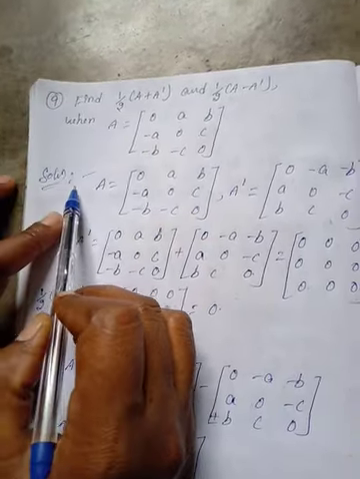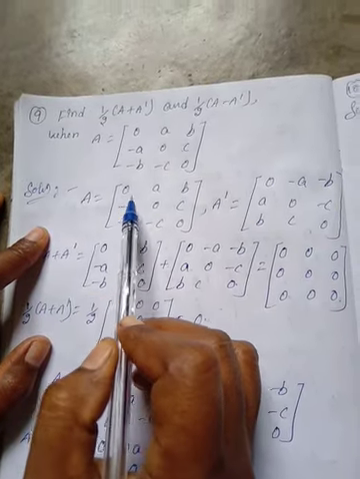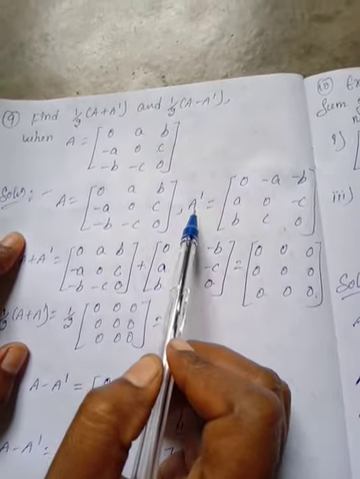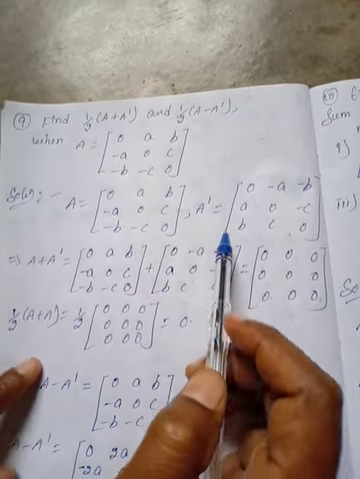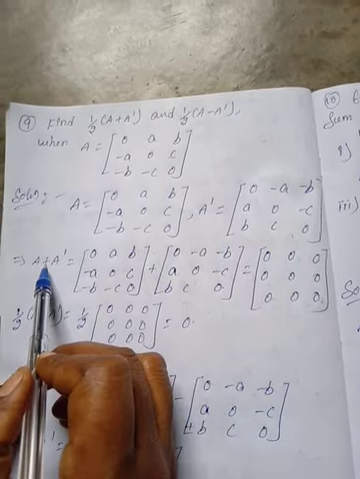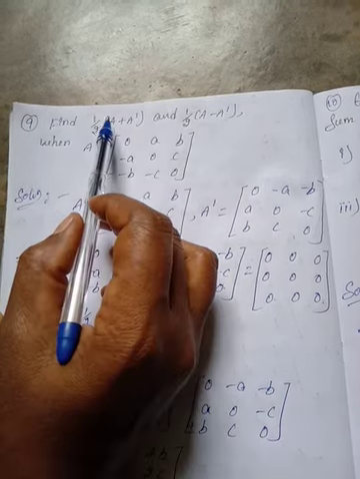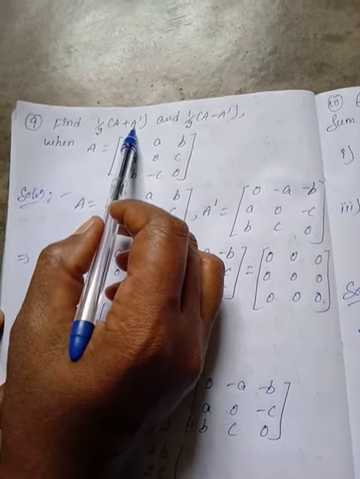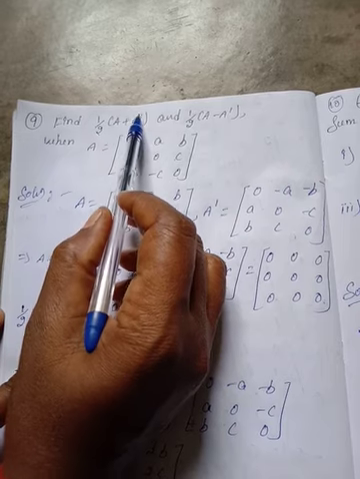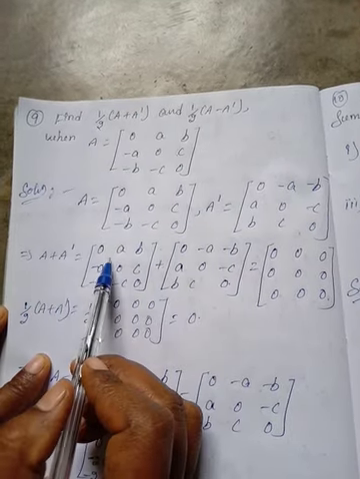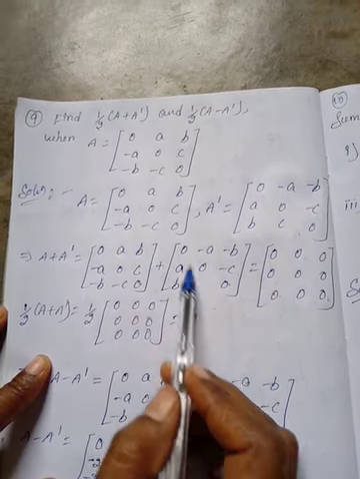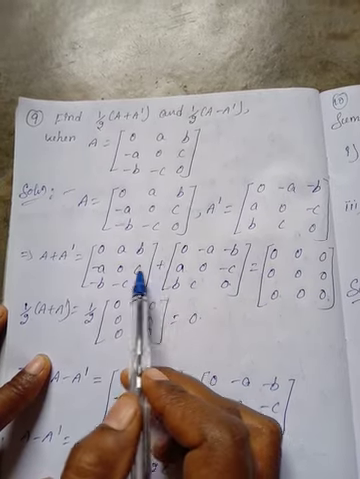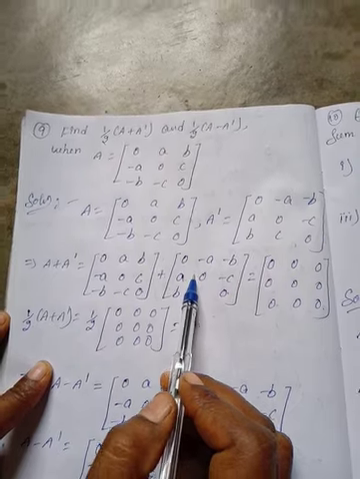Solution. First take A matrix as it is, then take transpose of this matrix. Changing rows into columns, we are getting A transpose. Next, take A plus A transpose. Here we need to find half into A plus A transpose. First find A plus A transpose. A, that is your A matrix, plus this is your A transpose value, in between plus sign. So guys, add these two matrices.